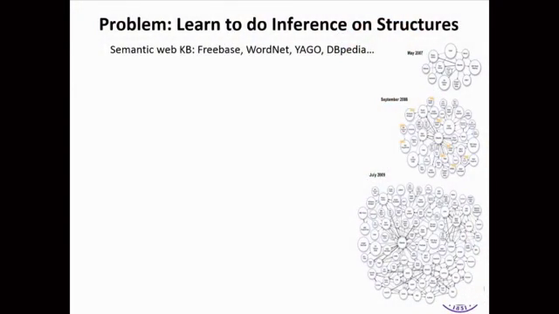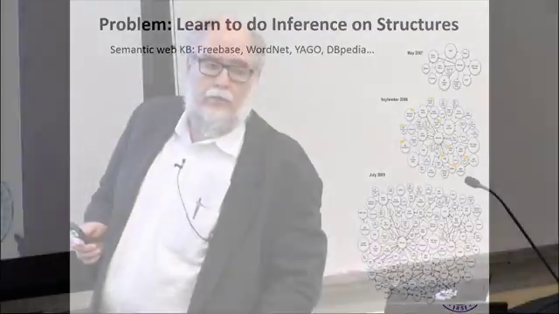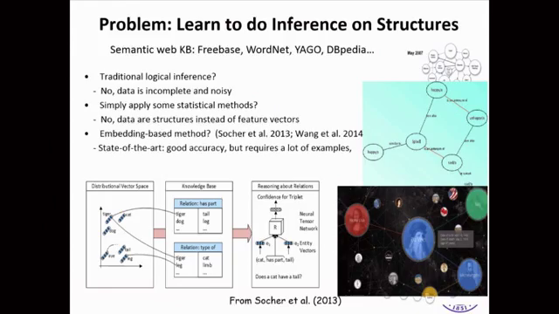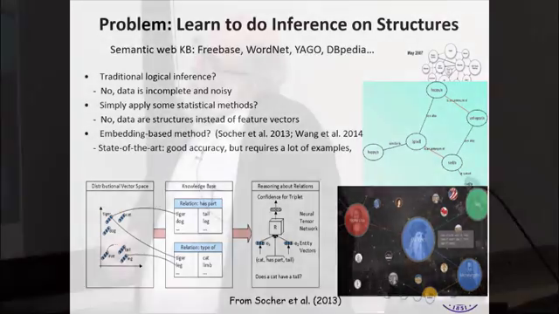Now I'll close with one more example, and this is learning to do inference on structures. This is not a problem we picked out. This is a machine learning community problem, and so the idea was, well, you've got the semantic web, which is growing by leaps and bounds. You've got the whole knowledge graph thing in Google, and I'm sure Microsoft has an equivalent thing.